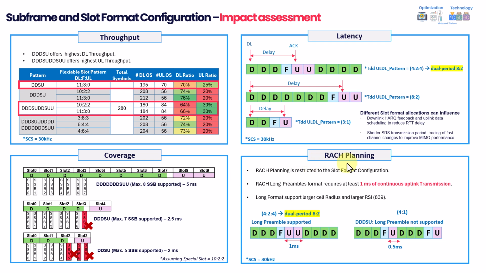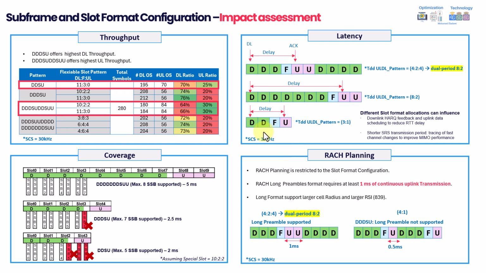The second part is about the RACH planning here. Actually, there are two different combinations or planning options for RACH, right? Long preambles or short preambles. Long preambles require a minimum of 2 continuous slots, which is 1 millisecond. It requires 1 millisecond, which means it requires a minimum of 2 slots.